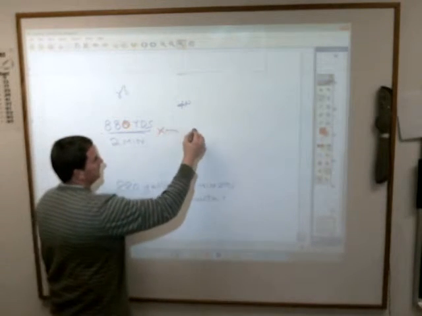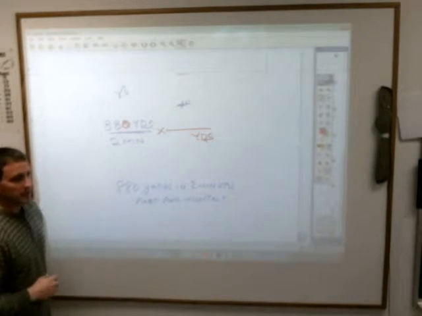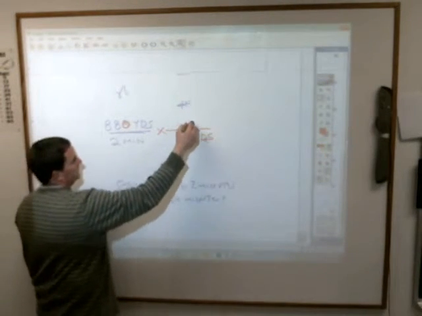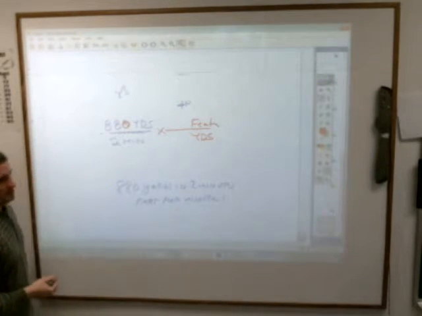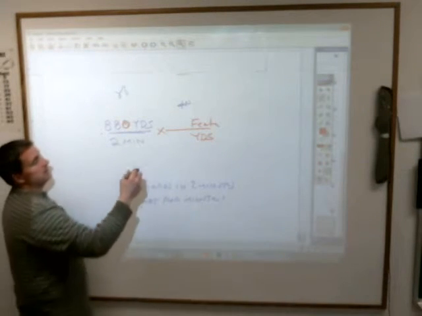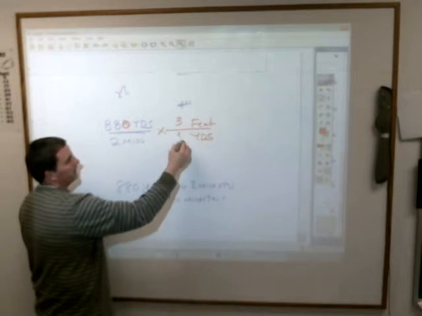Right, because it needs to cross cancel. And I'm looking to change yards into what, Colton, shoot? Feet. And it's at this point you need to know either how many feet are in a yard or how many yards are in feet. Colton, there are? 3 what? 3 feet make up 1 yard.